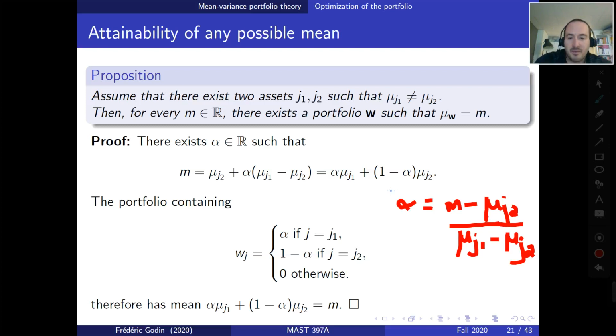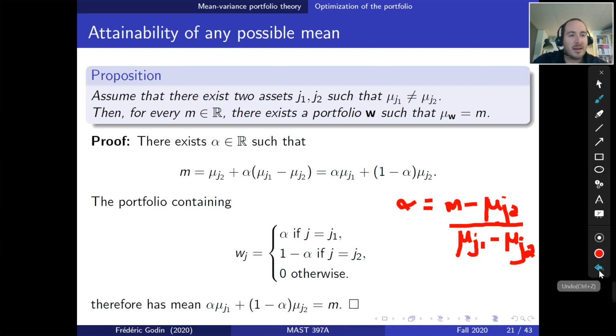So if we set up the following portfolio, a portfolio which contains a weight of alpha for the asset J1, a weight of 1 minus alpha for asset J2, and 0 otherwise, then the mean, or expected return, of that portfolio would be the weight of the first asset times the expected return of the first asset plus the weight of the second asset times the expected return of the second asset, which is exactly equal to m, which concludes our proof.